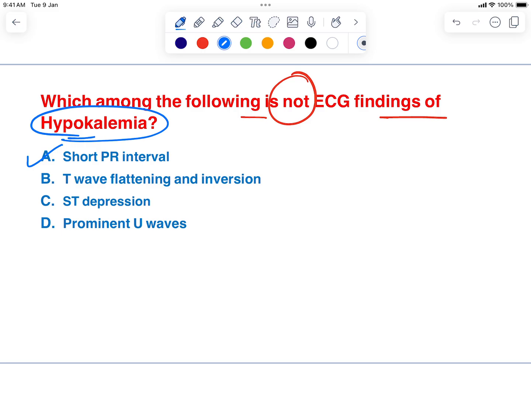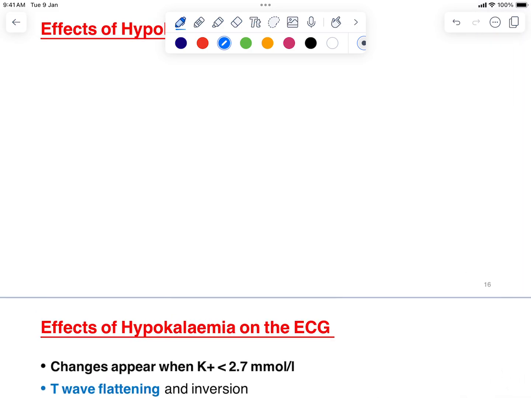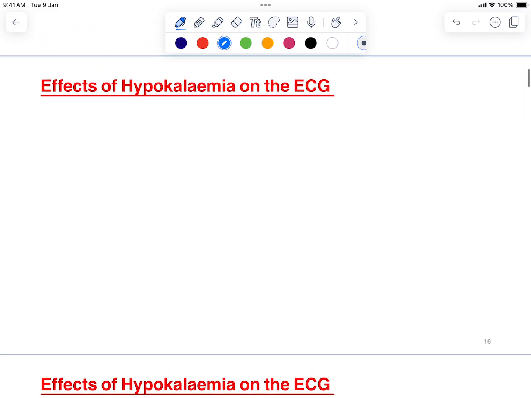In patients with hypokalemia, you will have a prolonged PR interval. Now, let me tell you at this point what are all the various ECG changes that you come across in patients with hypokalemia. So, now the effect of hypokalemia on the ECG.